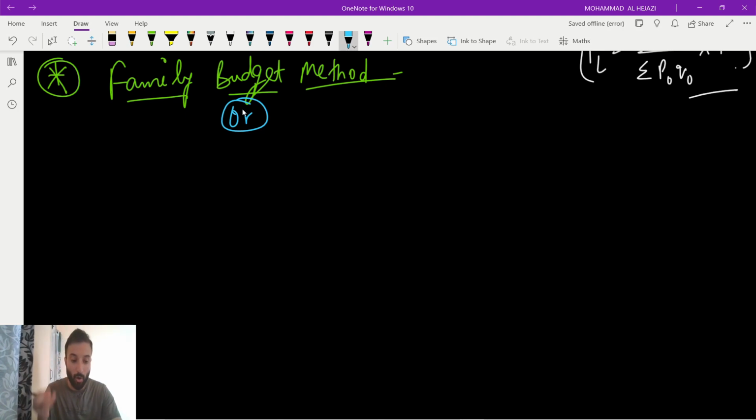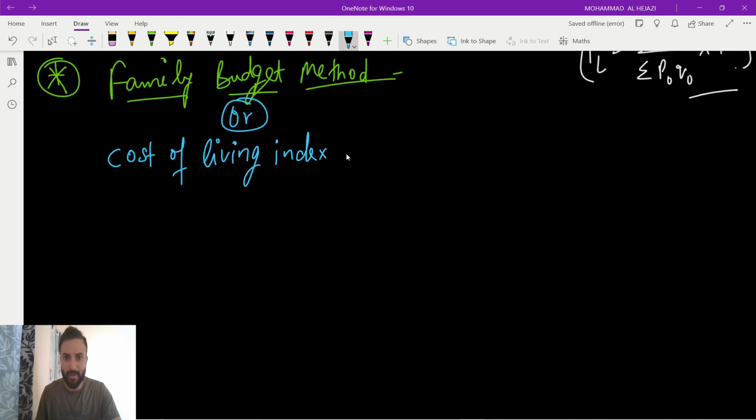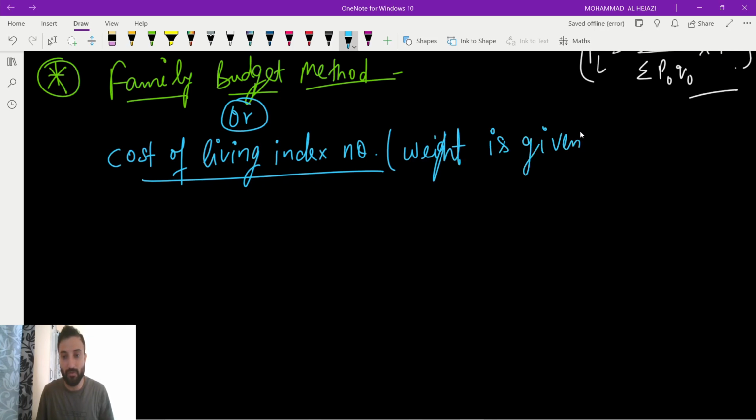Then we will use this method, or they will say to find the cost of living index number. You will be like, before also we have seen the cost of living index number. Yes, very good. Remember the thing. If they say to find the family budget, this method. And guys, if they only say find the cost of living index number, and if weight is given, then only we will use this formula.